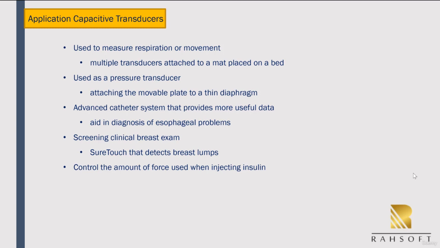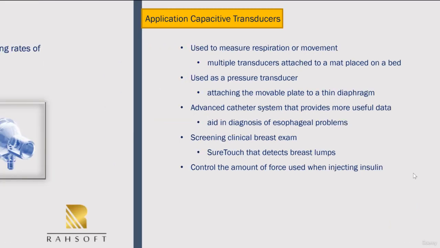diagnosis of esophageal problems. Another critical capacitive transducer application is screening in clinical breast exams. A device called SureTouch can detect breast lumps, which could lead to the diagnosis of breast cancer. They also can control the amount of force when injecting insulin.